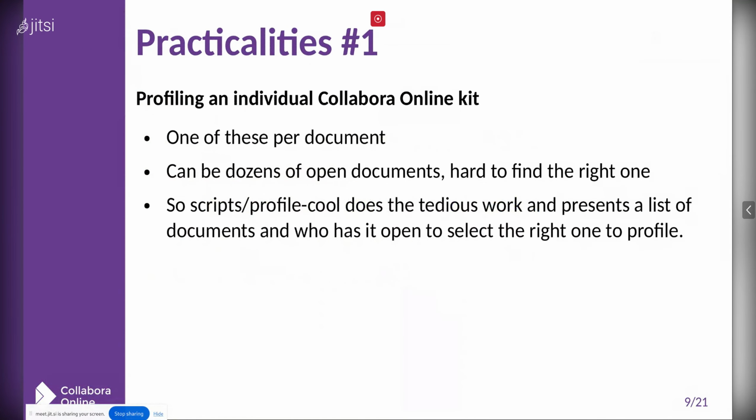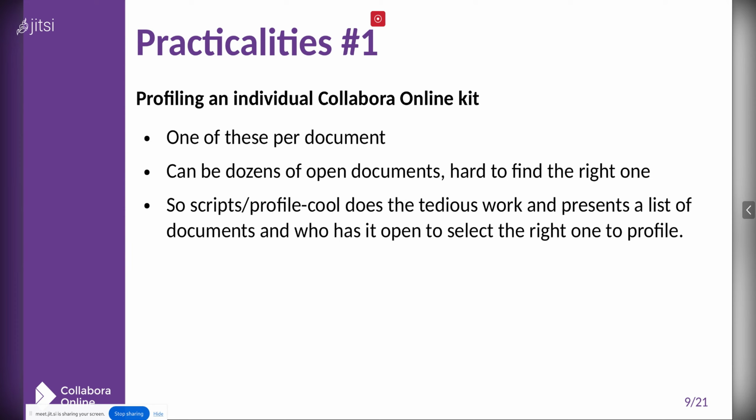That's that. So there's practicality with all these things. A lot of the things we do is profile the individual kits in Online, and that's pretty tedious because there's one of those per document, and you could actually have dozens of documents open, and it's hard to find the right one. So there's a script inside the Online source code, that script's profile cool. It'll do all the tedious work of searching through all of the kits, finding out what file they're open for and what people are looking at the document. And you can use that to select which one of the kits to profile.